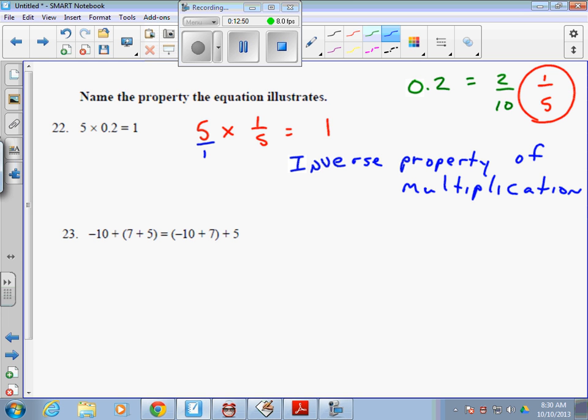Negative 10 plus 7 plus 5 equals negative 10 plus 7 plus 5. Same thing both times, just where the parentheses moves. So that is the associative property, and it's of addition.